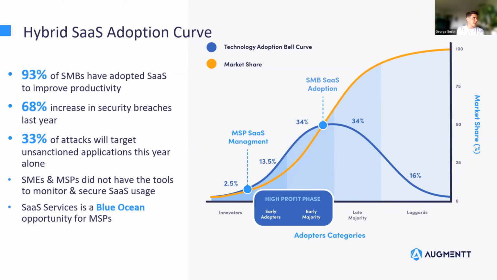There are some key stats I wanted to highlight, that are all from Gartner. 93% of small to medium businesses have adopted SaaS, so we know everyone's using it. 68% increase in security breaches last year. So we know IT is moving towards the cloud, people using SaaS cloud applications. That's where the hackers are following. And unfortunately, because the good guys haven't caught up to speed with protecting those environments, that's why we're seeing an increase in breaches as well. So massive opportunity. We have that phrase of becoming an early adopter of Augment and SaaS services in general, because this space is only going to get bigger as time goes on.